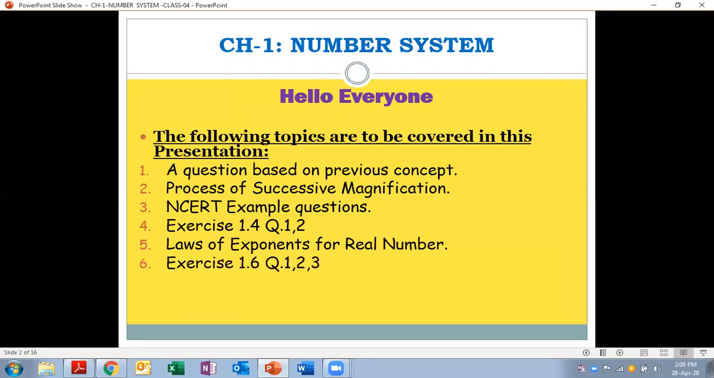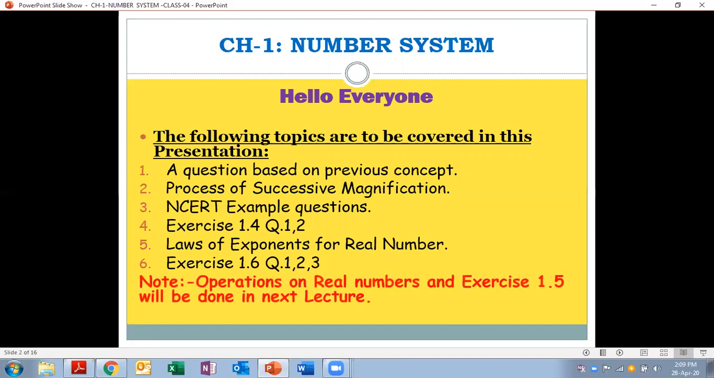And then next, exercise 1.6 question number 1 to 3. I'll discuss that also and its solution. You have to take a note here from this presentation slide that operations on real numbers and exercise 1.5 will be done in the next lecture.